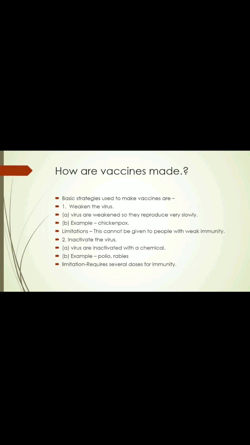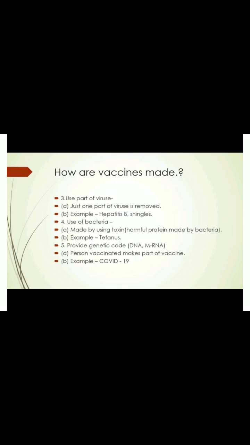Second, inactivate the virus. Viruses are completely inactivated with a chemical in this strategy. When a virus is killed, it cannot possibly reproduce itself. Example of this type is polio, rabies. It can be given to people with weak immune system, but the limitation is that it requires several doses to achieve immunity.